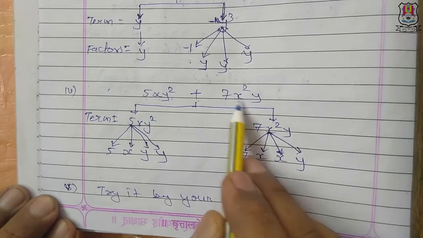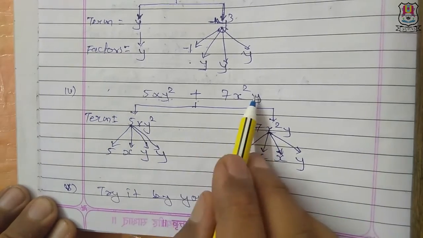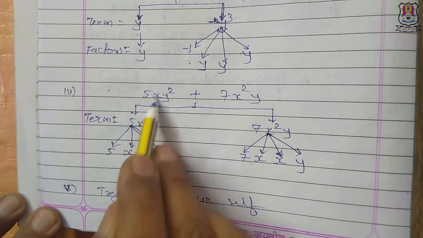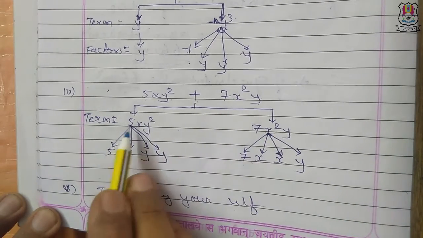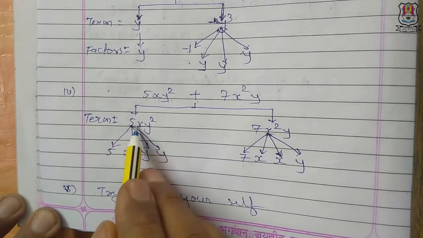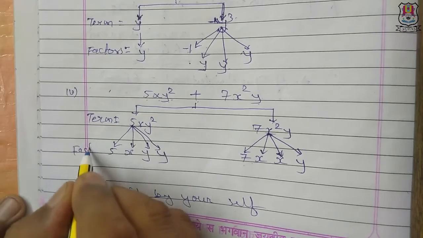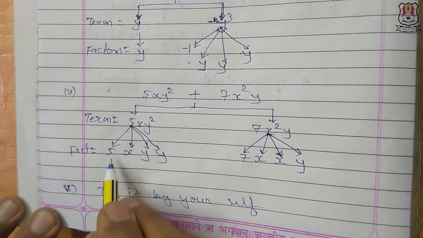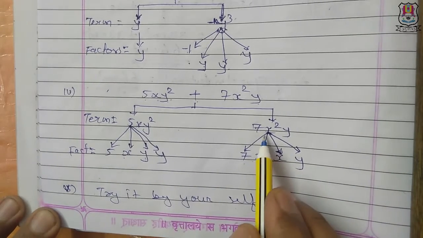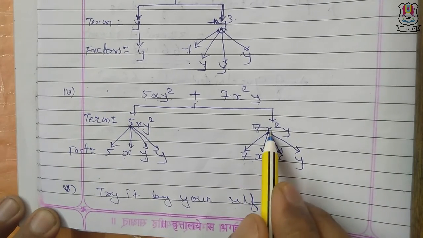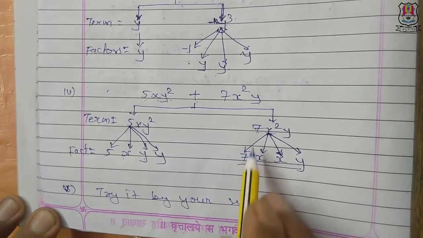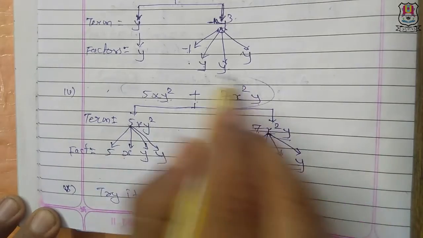5xy square plus 7x square y. These are the 2 terms in the expression given to us. So terms, this is the first term, this is the second term: 5xy square and 7x square y. Now writing the factors. This is 5, that is the coefficient, x, y square is y times y. In the same way over here, 7 is the coefficient, x square means x times x, and y. These are the factors of the terms of this whole expression.